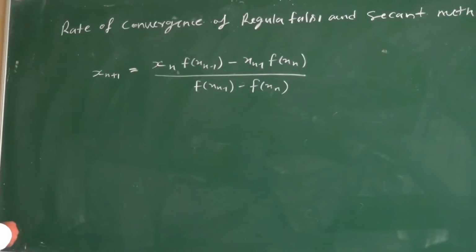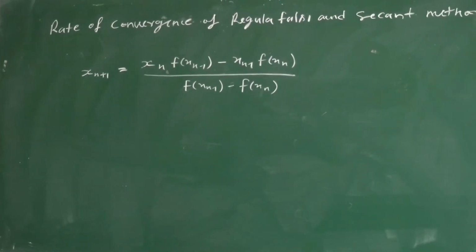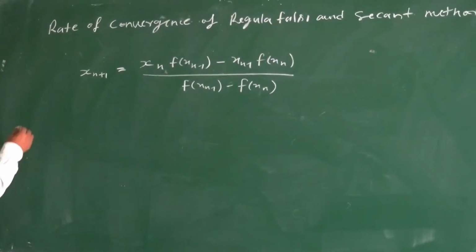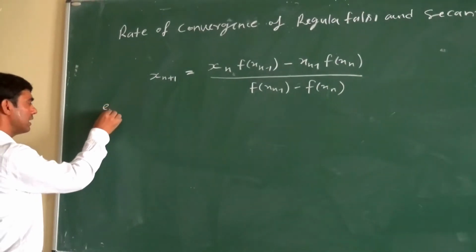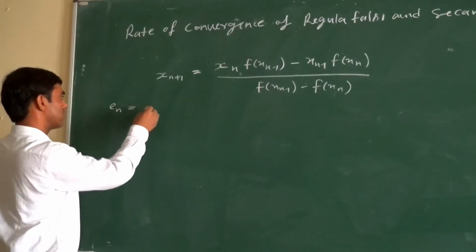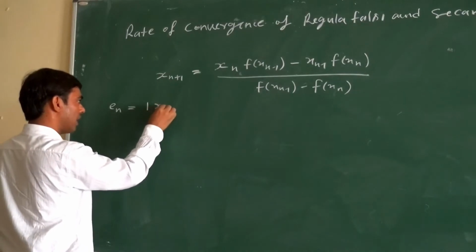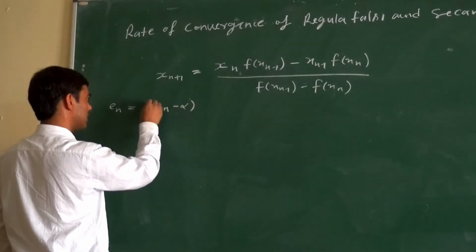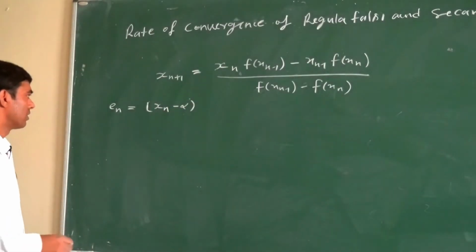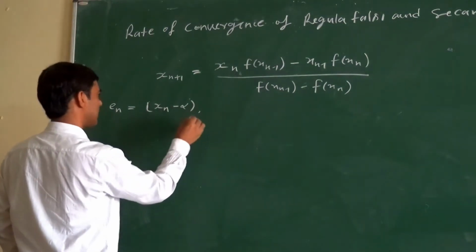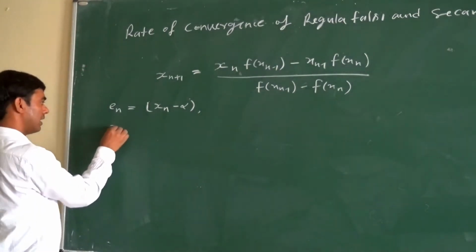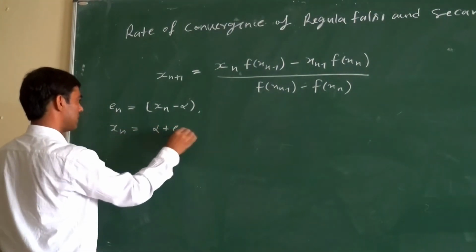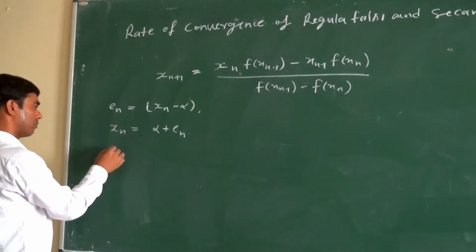Now, how do we derive this expression? How do we find the relation between En plus 1 and En? Suppose En is the positive difference between the value after the nth iteration and alpha. Here we consider this a positive difference. So what is the value of xn? xn equals alpha plus En. Again we take a positive difference.